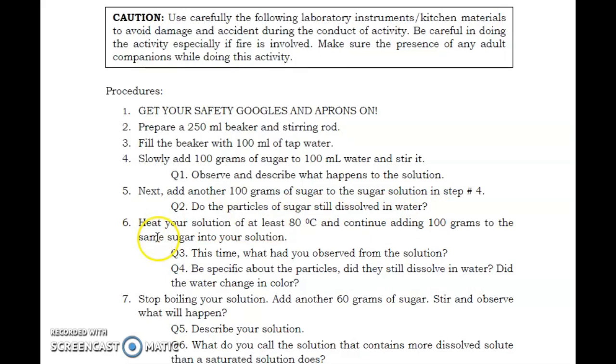Procedure 6. Heat your solution to at least 80 degrees Celsius and continue adding 100 grams of sugar to the same solution. This time you're going to heat the solution. Use your stove and add another 10 tablespoons of sugar into your solution. Then answer question 3: what did you observe from the solution? And then question 4, be specific about the particles. Did they still dissolve in water? Did the water change in color?